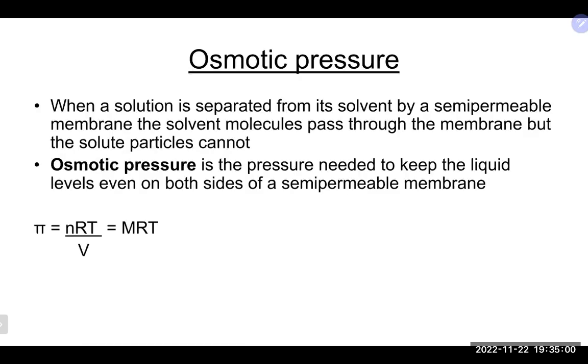All right. The next thing we're going to talk about is osmotic pressure. Osmotic pressure occurs when we have a separation of a solution from a solvent by a semi-permeable membrane. So for example, you have a membrane in this sort of tube. On one side, say we have salt water, and on the other side, say we have just water.